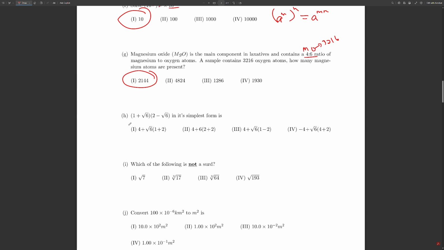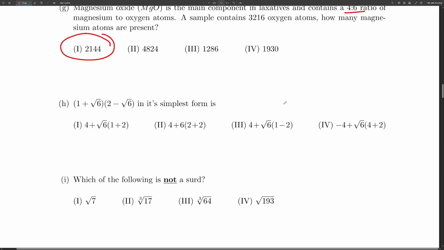Now it asks me to simplify this surd here and put it in one of these forms. So which one is it? I'm going to need some space to work this out. So the FOIL method, right? First term, so 1 by 2. I'm going to multiply this. 1 by 2 is 2.